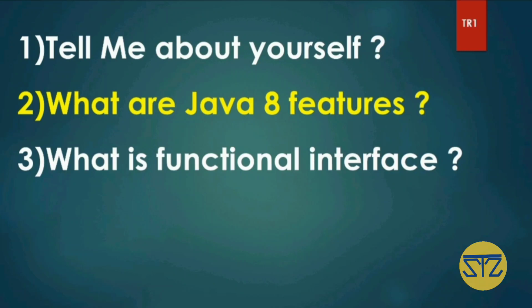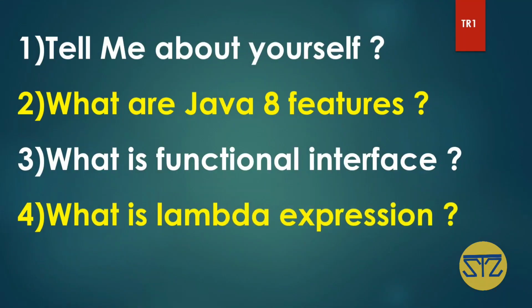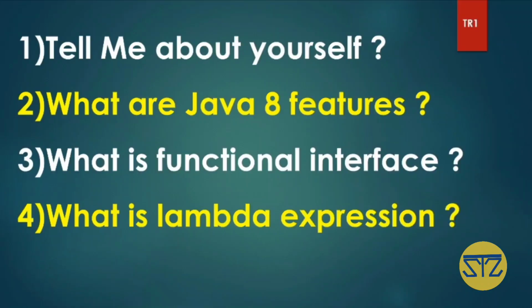The answer is, an interface that contains exactly one abstract method is known as a functional interface. It can have any number of default and static methods but contain only one abstract method, which is nothing but called a functional interface. Now let us move to the next question. What is lambda expression? Lambda expression provides a clear and concise way to represent one method interface using an expression. It is very useful in the collection library, and it helps to iterate, filter and extract data from a collection.